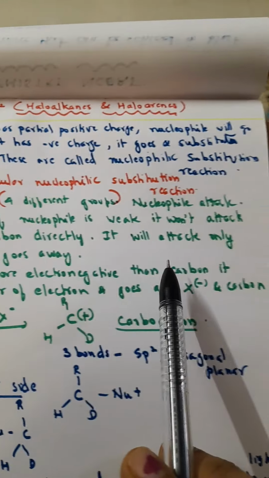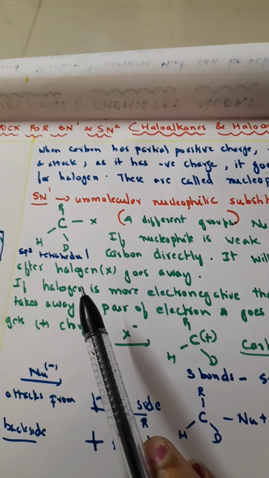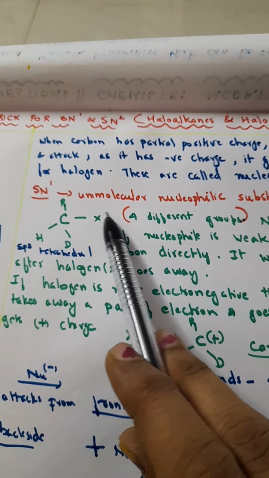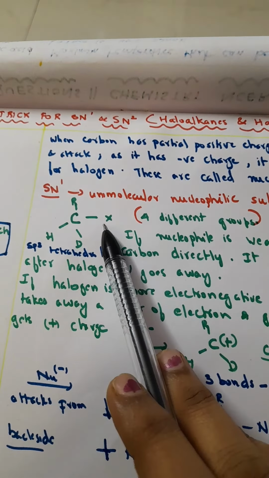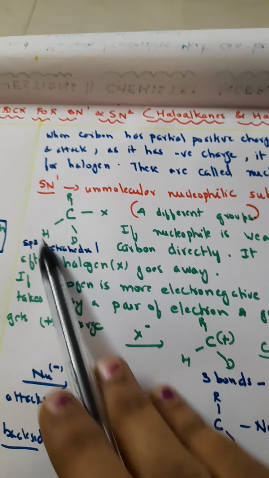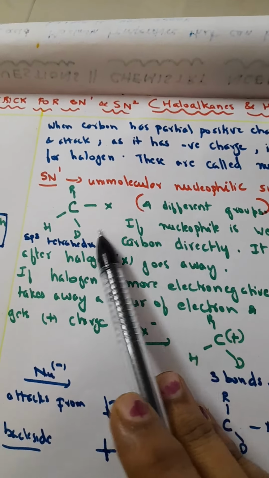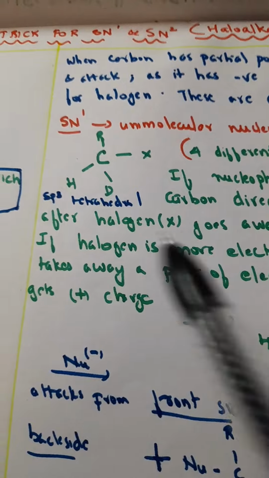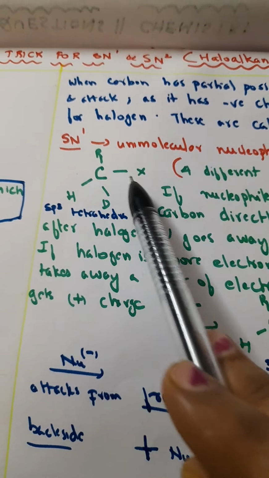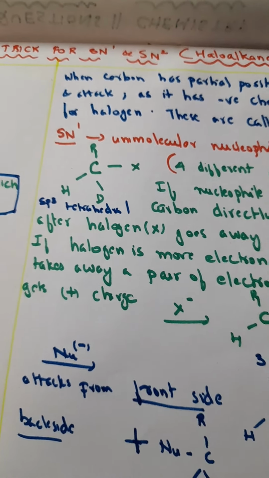And what will happen? It will attack only after halogen X moves away from this part. Till that time X will not go away from here, the nucleophile. If it is weak, it won't attack the carbon, this part. So here we have got 4 bonds and we call it sp3 tetrahedral.